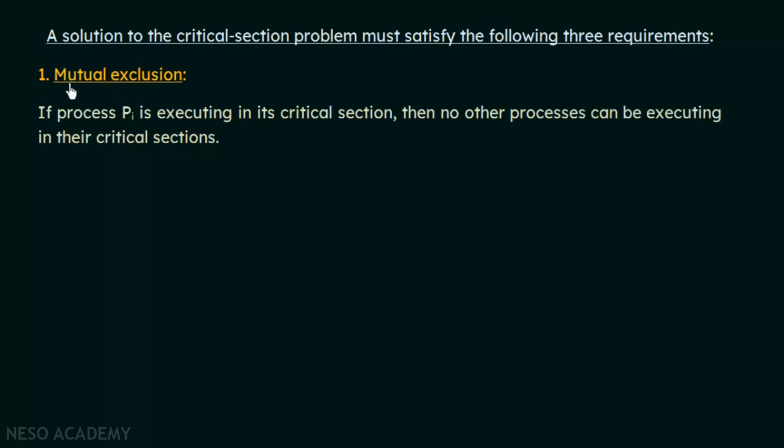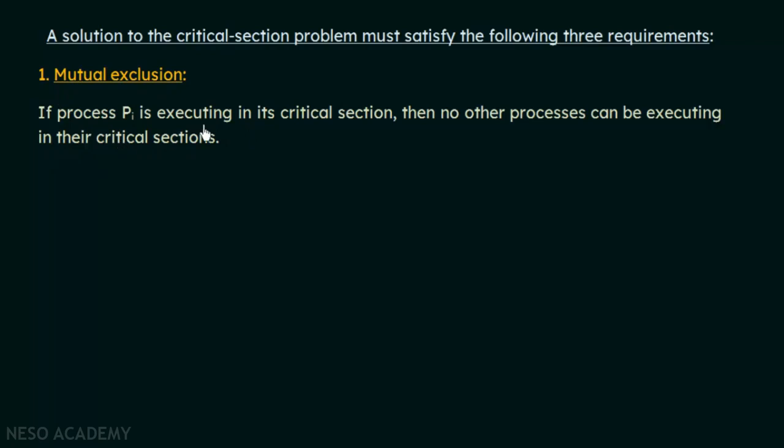The first one is mutual exclusion. So what do we mean by mutual exclusion? If process Pi is executing in its critical section, then no other processes can be executing in their critical sections. This is one of the very obvious things with respect to critical sections. We explained in the beginning that when one process is executing in its critical section, no other processes should be allowed to execute in their critical sections. That is because the critical section is the portion of code that is modifying the shared data that is shared between different processes.